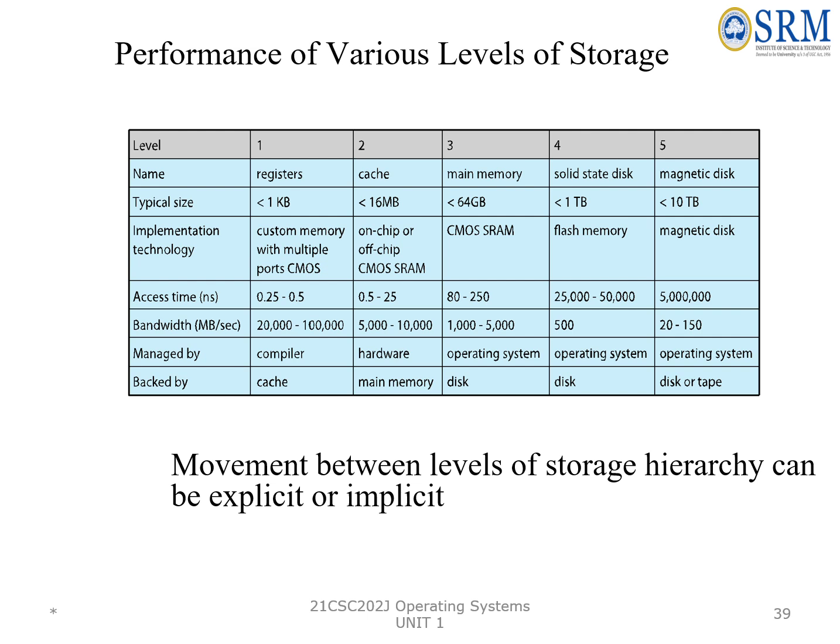So this is the performance of various levels of storage when we are using the registers, cache and main memory, solid state disk and magnetic tape. What are the typical sizes we are using? Next one is implementation technology: custom memory with multiple ports, on-chip or off-chip. Next one is flash memory, magnetic disk, access time and bandwidth, managed by. These all come under the performance of various levels of storage.